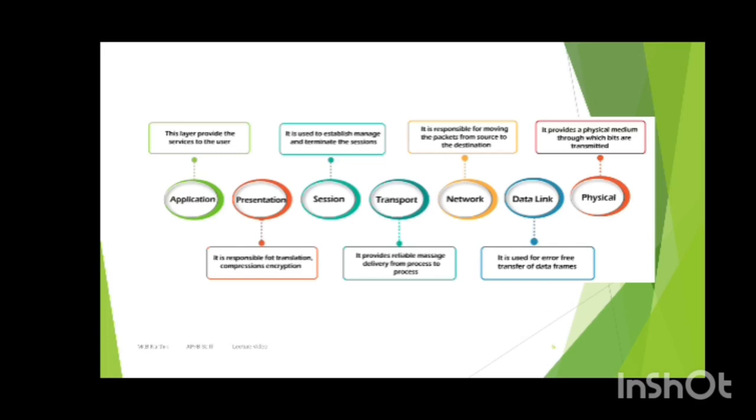The application layer provides the service to the user, and the presentation layer is responsible for translation, compression, and encryption. The session layer is used to establish, manage, and terminate sessions. The transport layer provides reliable message delivery from process to process. The network layer is responsible for moving packets from source to destination. The data link layer is used for error-free transfer of data frames. And the last one is the physical layer, which provides a physical medium through which bits are transmitted.